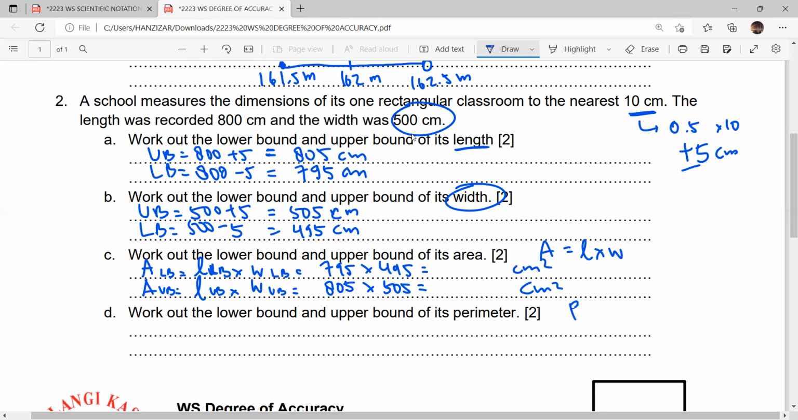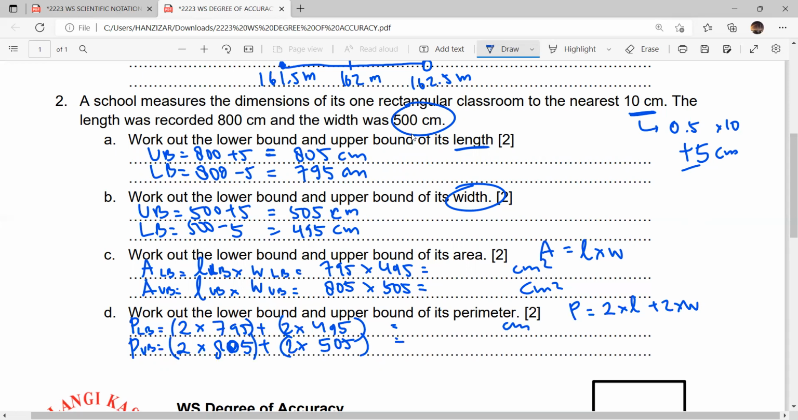And the perimeter, so you know what to do with perimeter. 2 times length plus 2 times width, right? So the lower bound of perimeter, you use every lower bound. 2 times 795 plus 2 times 495 for the width. And then the perimeter of the upper bound has to be 2 times 805, right? Plus 2 times 505. And then you can do one by one. The unit is always in cm because the perimeter length is cm.